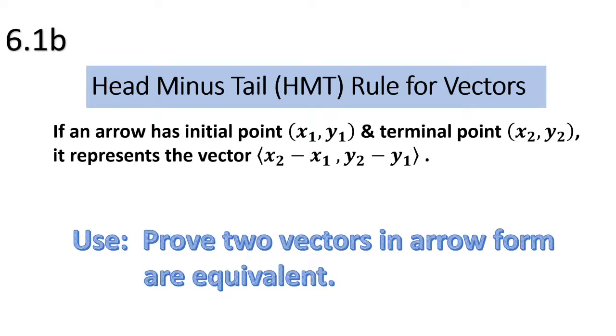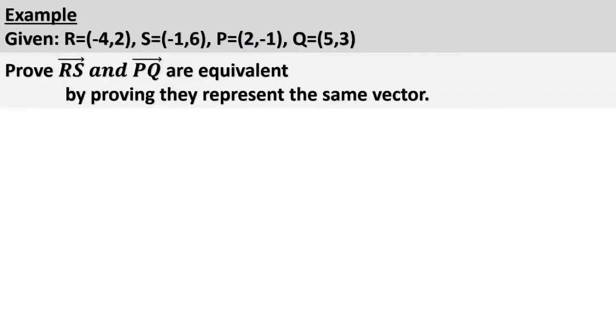Let's look at an example where we can use this rule. We are given 4 coordinates. We use these coordinates to make vector rs and vector pq. We'd like to know if these two vectors are the same vector. Let's use the HMT rule. We will start by using the formula to create each vector.